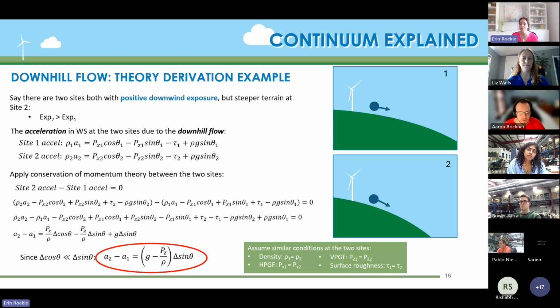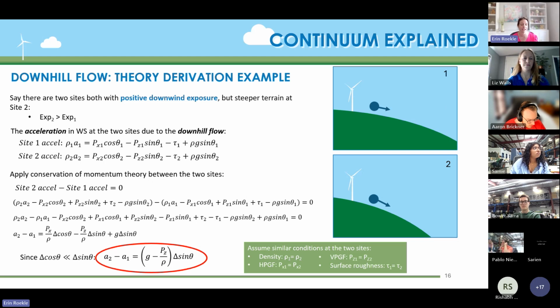And we are going to assume some things. Like I said, they're very similar sites, similar site conditions. So the density is going to be the same. The horizontal and vertical pressure gradient forces are going to be the same. And the surface roughness is also going to be the same between the two sites. So when you start applying those assumptions, we can start to combine things, and things get removed and drop out. We end up with this equation here.